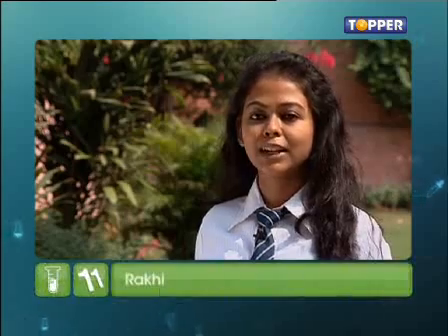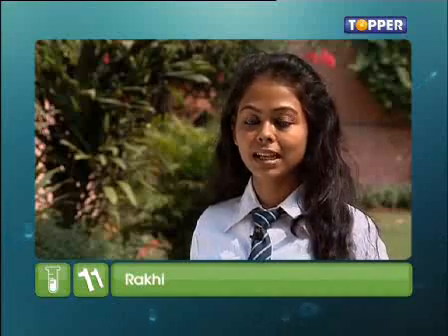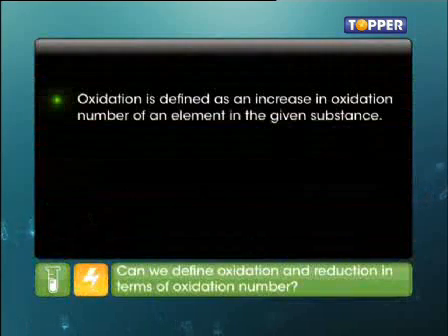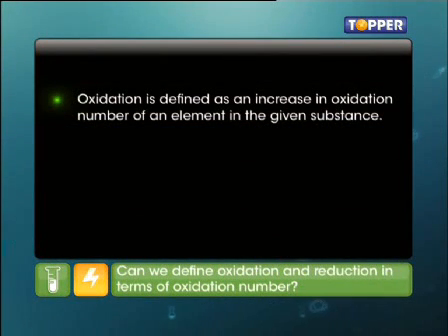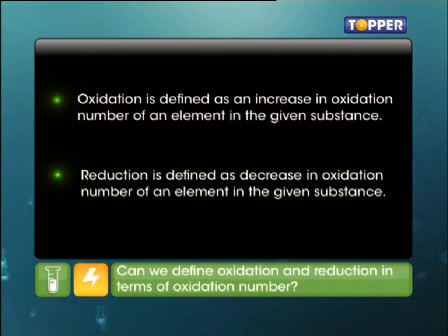Enough of my questions. Let's see what our young caller wants to ask us. Hello sir, this is Rakhi. My question is, can we define oxidation and reduction in terms of oxidation number? Well, this is a nice question, and the answer is yes, we can do so. Oxidation is defined as an increase in oxidation number of an element in the given substance. Reduction, on the other hand, is defined as decrease in oxidation number of an element in the given substance.